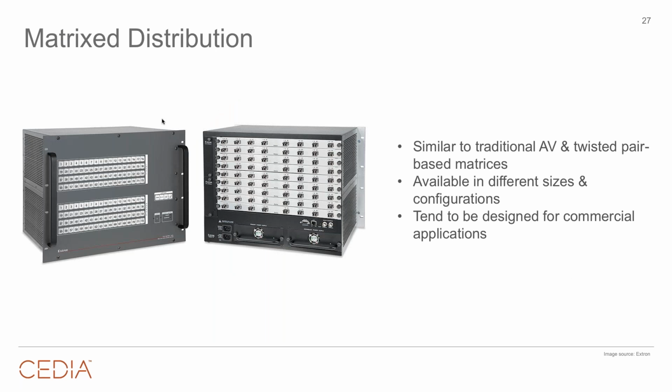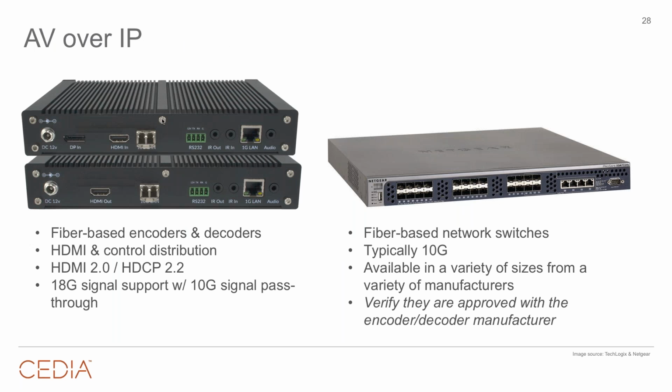There are matrices. I would be remiss to skip over the fact that there are large matrix switching products out there. They exist for fiber. But what we are seeing, instead of large matrices, more and more people are going to AV platforms. AV over IP is where we take an encoder, basically a transmitter, and a decoder, which is basically our receiver, and run those signals through a network switch.